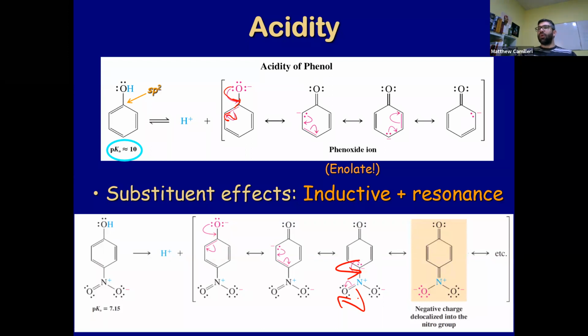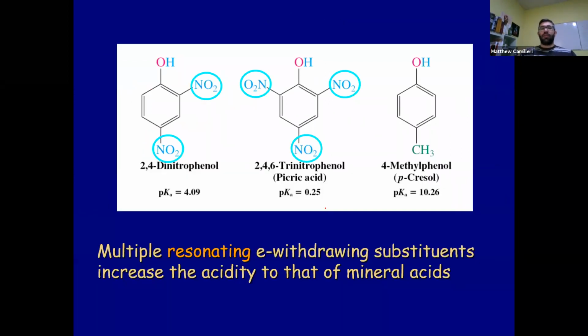So don't worry too much about it. At the same time, it's something that you should know. And here you can see that if you have 2,4-dinitrophenol, the pKa is around 4. And if you have 2,4,6-trinitrophenol, like picric acid, you might have used it in first year. Not sure if you've used it or not, to be honest.